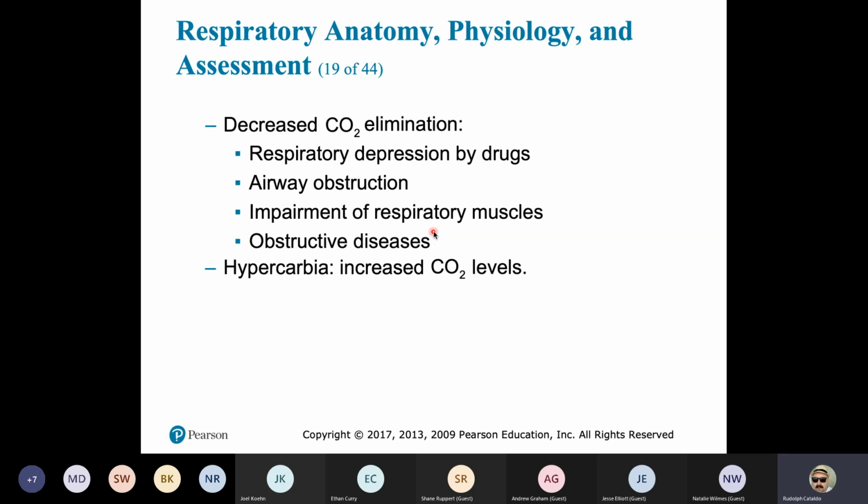Hypercarbia is the term that we use to define increased carbon dioxide levels. Hypercarbia. Anything hyper means elevated, hypo means decreased. So hyperglycemia, elevated blood sugars, hypoglycemia, low.